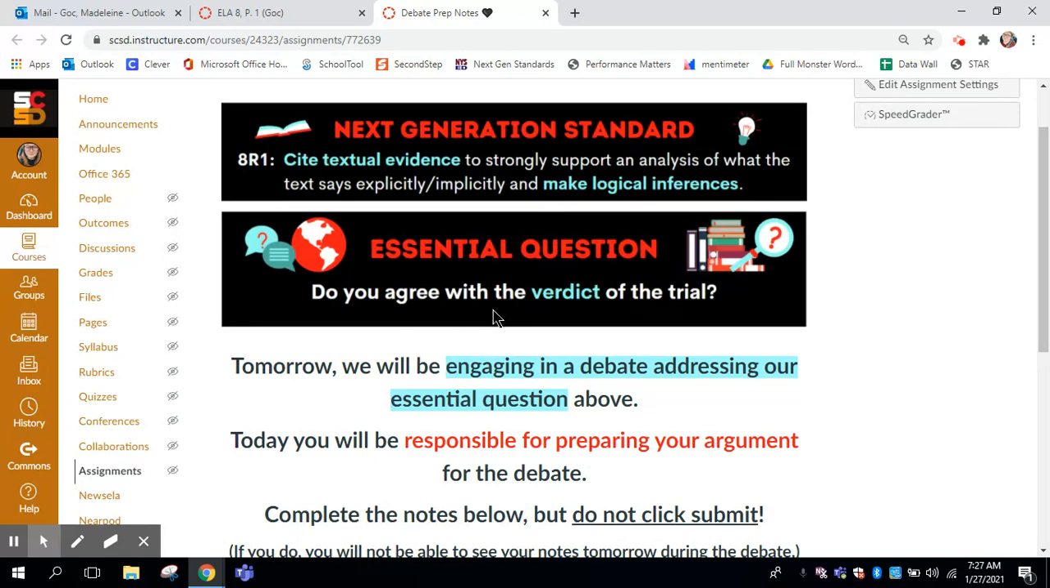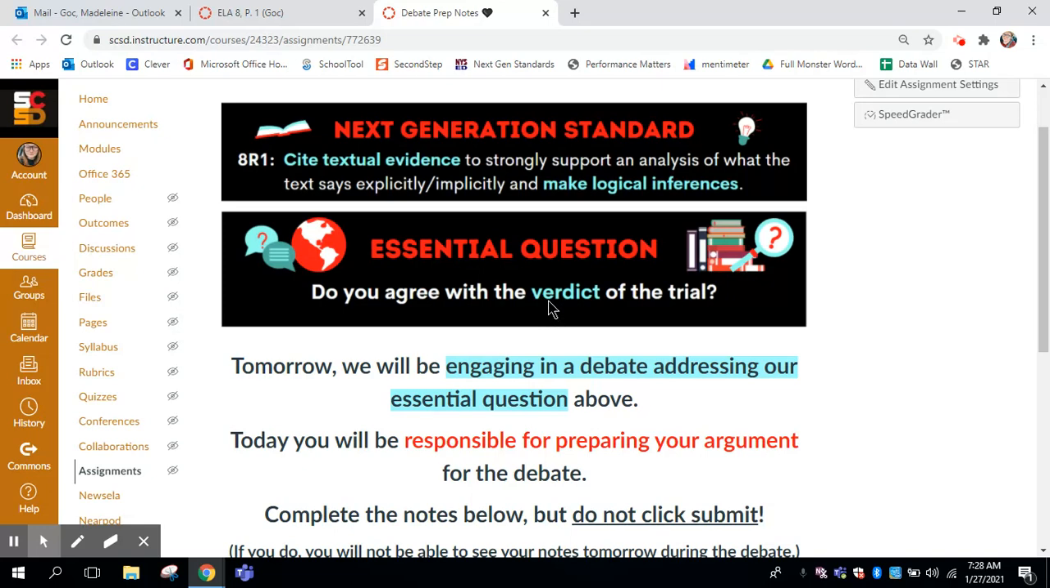The question that we are going to be debating, which I know some of you have already heard about, is: do you agree with the verdict of the trial? Remember, the verdict is like the final result. It's whether someone was innocent or guilty. At this point, it's not a spoiler, but our book ends with Steve being innocent and James King being guilty. So basically, what I'm asking you is, do you agree that that's what should have happened? Do you agree with the outcome here?